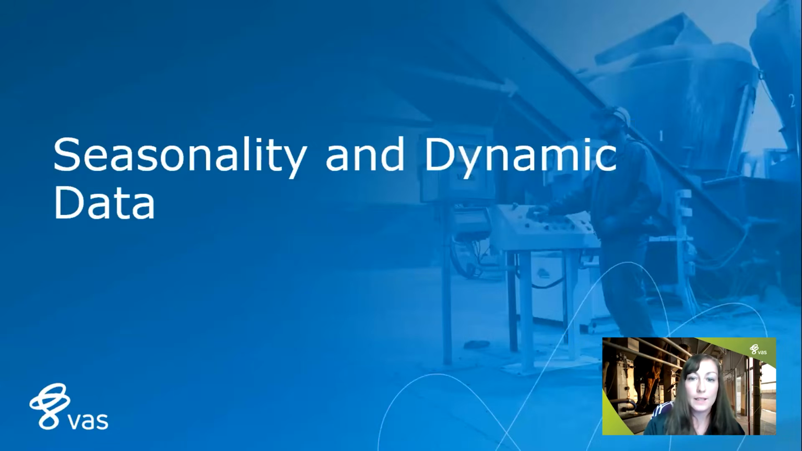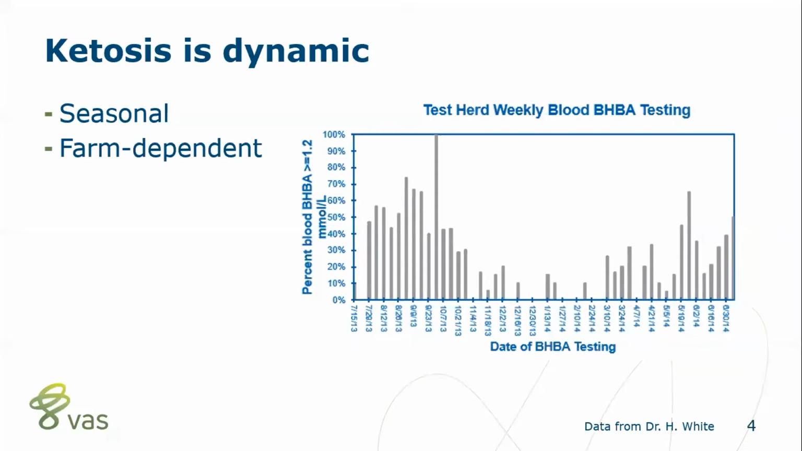To start off with seasonality, we've got a really interesting data set here from Dr. White, but it really demonstrates how dynamic ketosis is. And when I say it's dynamic, I mean this in two ways. One is that it's seasonal, and we'll look at that data next. But the other is that it's really farm dependent. And just because we have a higher level of ketosis today doesn't mean that that will stay consistent tomorrow, next week, or in the following months.